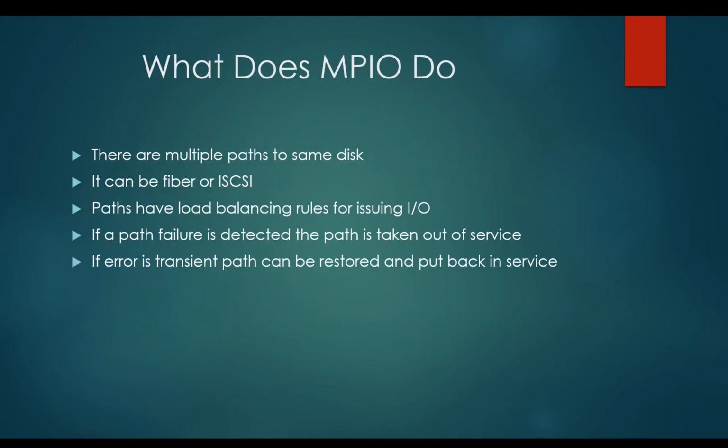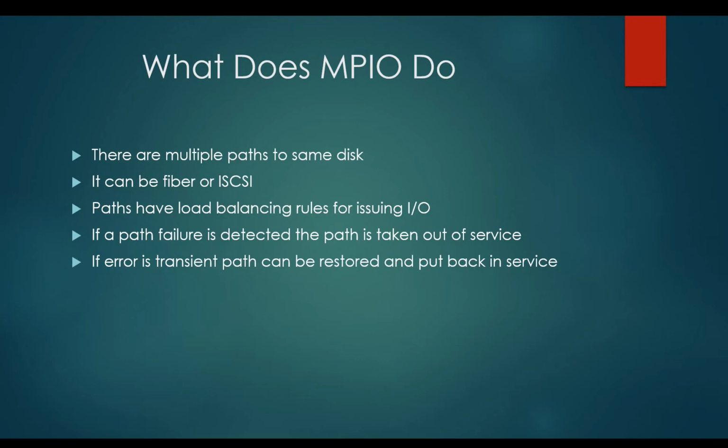What does MPIO do exactly? Like I mentioned before, there are multiple paths to the same disk. It can be Fibre Channel or iSCSI. And the paths have load balancing rules for issuing IO. One of the load balancing rules is round robin. So if there are four paths, the first IO will be sent down path 0, second down path 1, path 2, path 3, and so on, and we'll wrap around. There are other load balancing rules available as well, which we'll talk about in a later video.